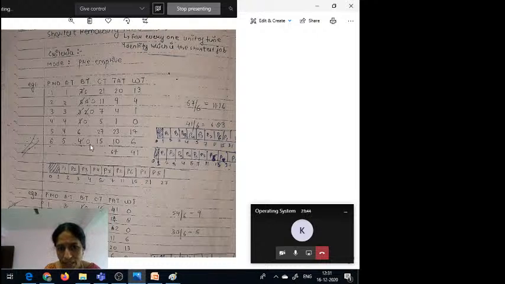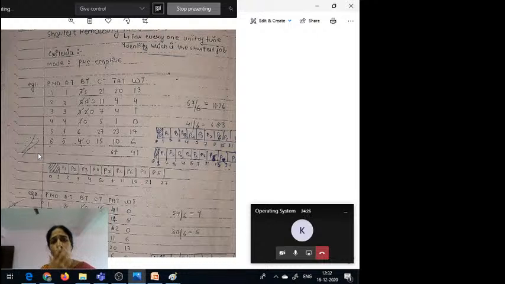5 units. Next, at 5, the P6 process enters the CPU. Here you can observe the leftover burst times: P1 is 6, P2 is 4, P3 is 2. Next, P4 is completed, P5 is 6 and P6 is 4. That means at time 5, all the processes P1, P2, P3, P4, P5 and P6 are in the ready queue. At arrival time 5, all the processes are stored in the ready queue.